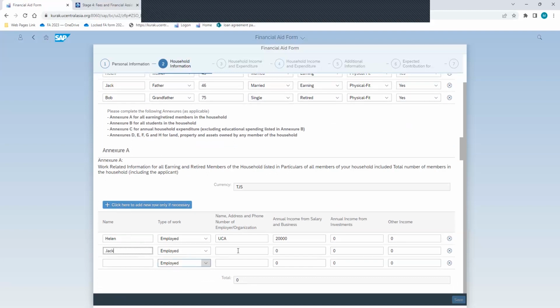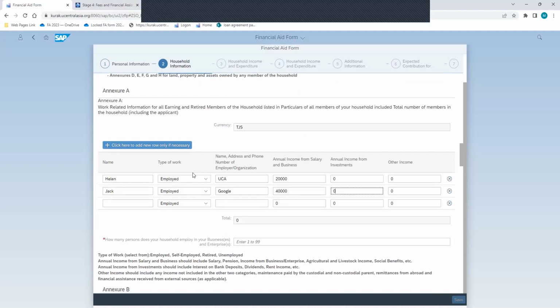Jack was the father. He's also employed. He's working, suppose, in Google. He's earning maybe 35,000, or let's assume he's earning 40,000 annually. There is no other income. Or if he does have any income, he can indicate it here. And let's come to grandfather, Bob. He's not employed, but he's retired. So here we choose retired.